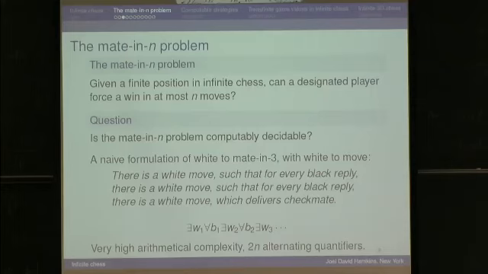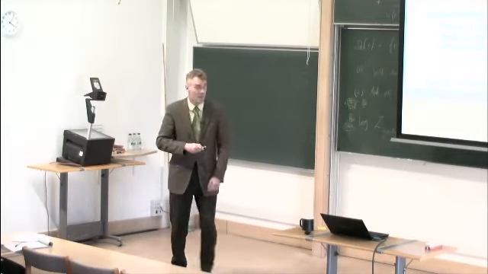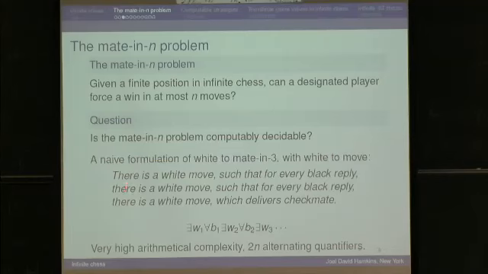And if you think about what it means to be, say, mate in 3, well, a position with white to move is mate in 3 if there is a move for white, so that no matter what black does, there's a white response, so that no matter what black does, there's a white move that delivers the checkmate. So in chess, when you say 3 moves, you count only the moves of one player, not both players. So basically, this is a very complicated arithmetic assertion with 5 alternating quantifiers.